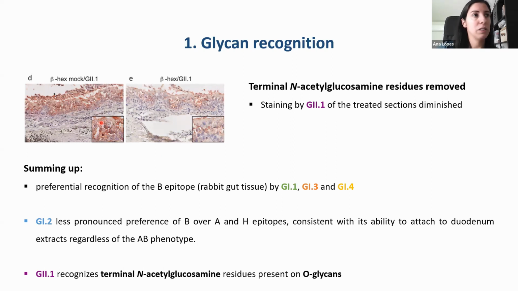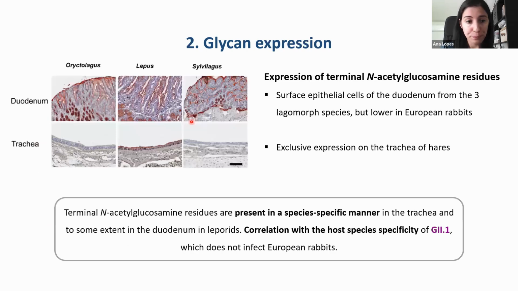Taking these results into account, we then wanted to test the expression of the terminal N-acetylglucosamine residues on hare tissues, but also on rabbits and on Sylvilagus. So we tested it for duodenum and trachea, because these are the likely doors of entry of the virus. And so we tested the expression of the N-acetylglucosamine residues.